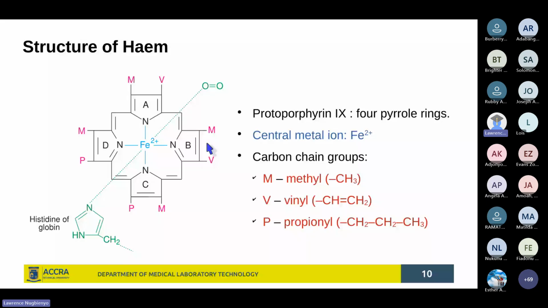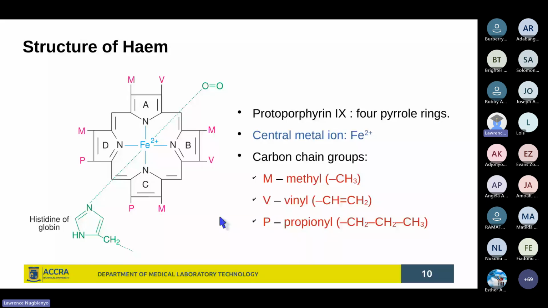What do those mean? The M refers to methyl group. These are carbon chains on the pyrroles in that structure. So you have the methyl group that is depicted by M, V is a vinyl group, and P is a propionyl group. So that is what those letters stand for.